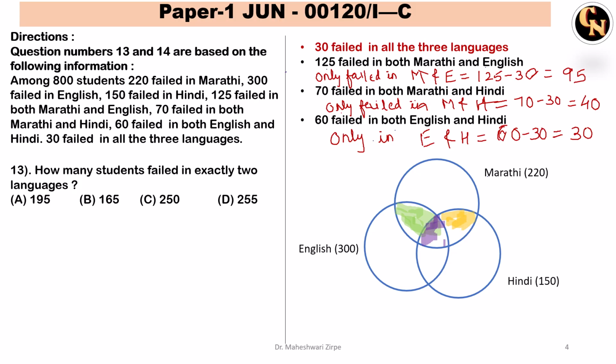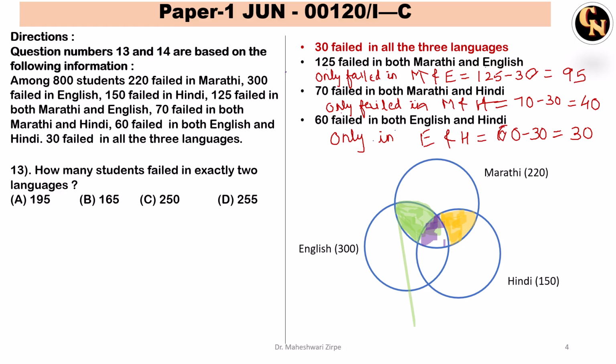Now the orange indicates the students failed in only two subjects, that is Hindi and Marathi. Whereas green indicates what? Failed in only which two subjects? English and Marathi. Okay, English and Marathi.